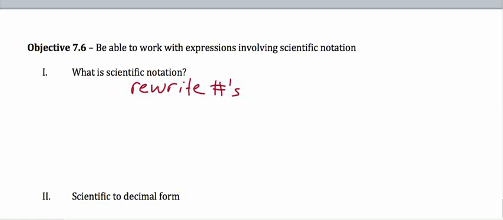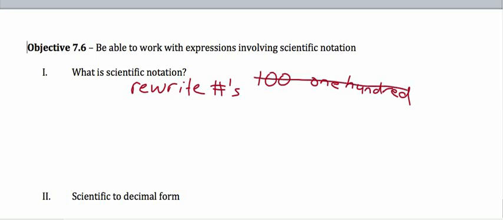But the big key is that you aren't changing the number when you write it in scientific notation, you're just writing it in a different way, okay? It'd be the equivalent of writing 100 versus "one hundred." These are the same number. One is using numbers and one is using words. Now, this isn't scientific notation.